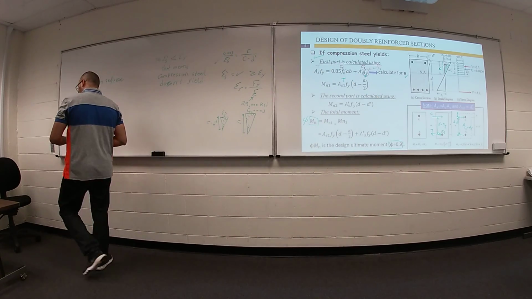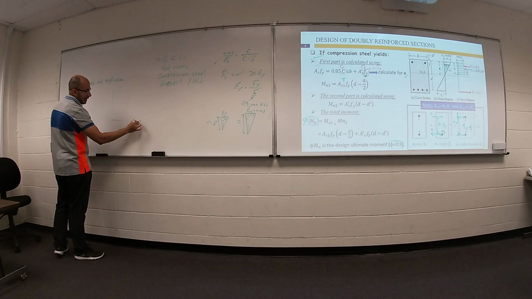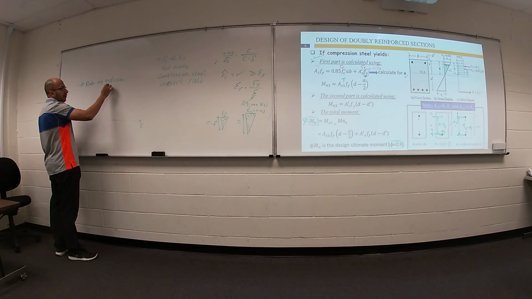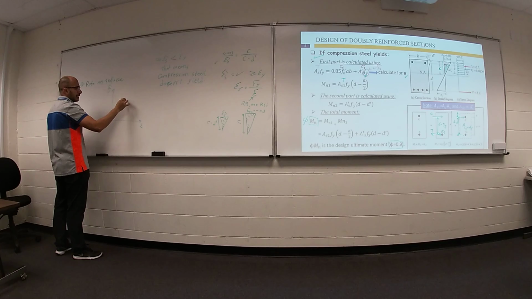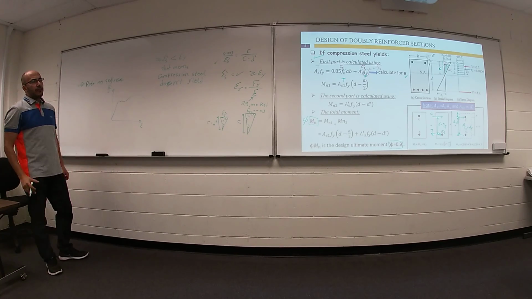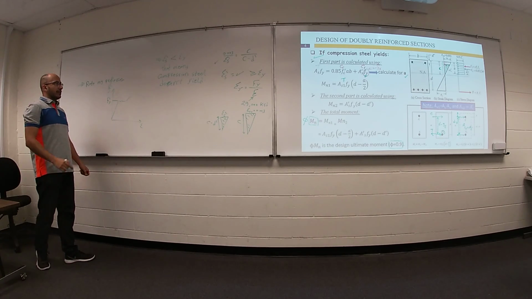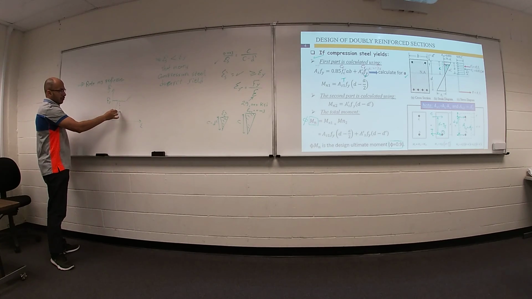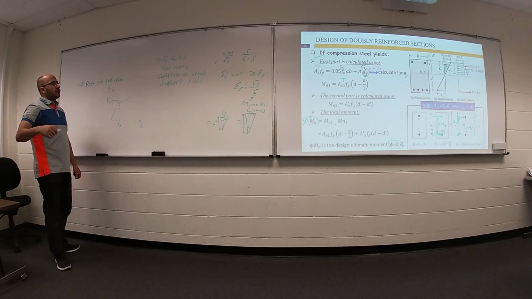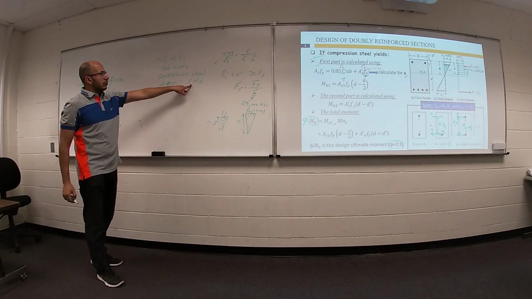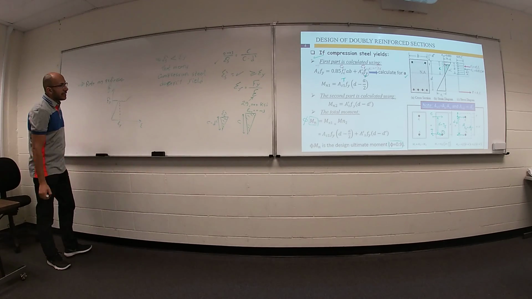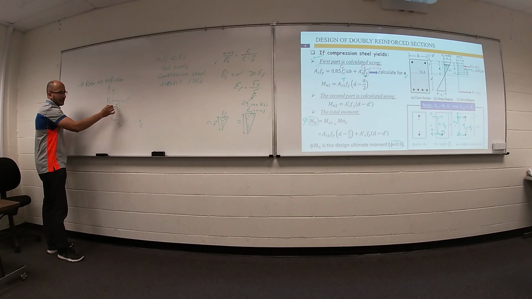Just a reminder, your stress-strain relationship for steel reinforcement looks something like this. If your steel reinforcement yields, that means you are here, at Fy, with this value epsilon yield. If your steel reinforcement does not yield, that means you are here, or there, or there. Anything in the linear relationship is Fs.